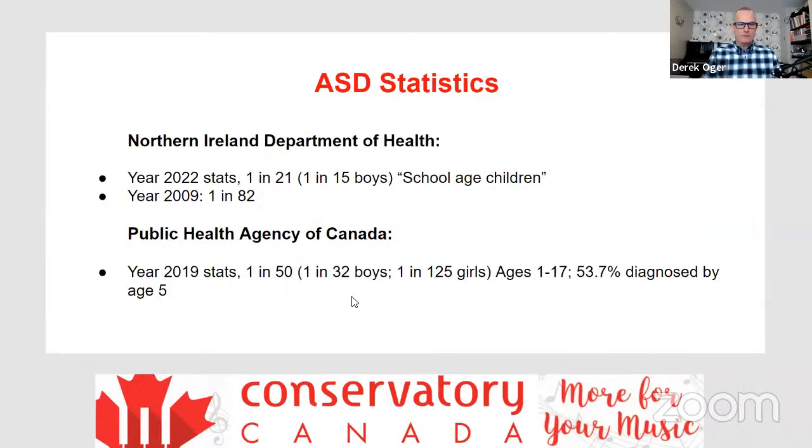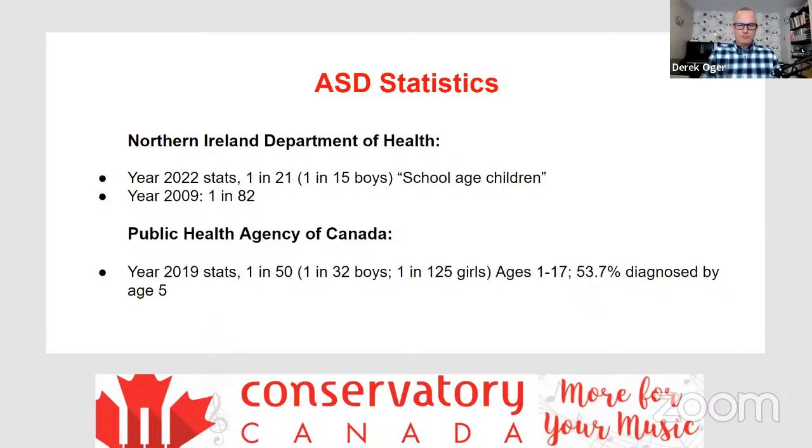So if I go ahead here, for example, Northern Ireland, something that was just released back last fall, their 2022 stats, which actually included 2021 and 2022, showed that 1 in 21 school-age children, that would be from about age 1 to 17, are diagnosed autistic, and it's 1 in 15 in boys, compared to in 2009, they were finding 1 in 82. Public Health Agency of Canada, these are fairly new stats to their 2019 stats, show 1 in 50 overall age 1 to 17, and 53.7% of these are diagnosed by age 5.